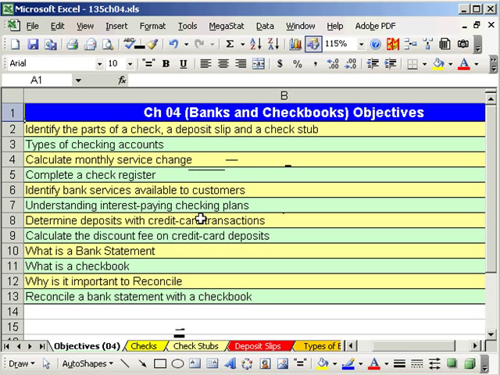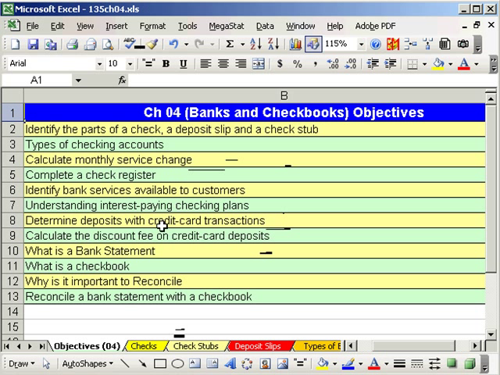Determine deposits with a credit card transaction. This is when we're a business and we accept credit cards. So a customer comes in and buys something for $100 and uses a credit card. And then we're going to calculate a discount fee on a credit card deposit. It's not really a discount fee. It's what the credit card company charges us for collecting for our customers.